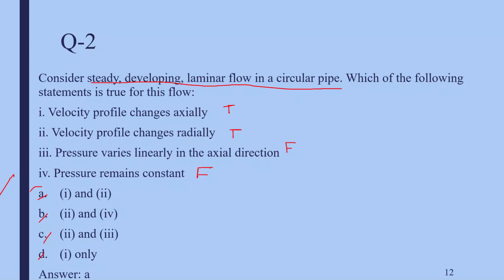Accordingly, if we go about choosing the options, option A is the right answer because it has 1 and 2 as the right ones. The remaining options include 3 and 4 as well, which is wrong. Option D includes only the first statement, so again it is wrong. We need to include the second statement as well. So the answer to this particular problem is option A, 1 and 2. Now we'll go to question 3.